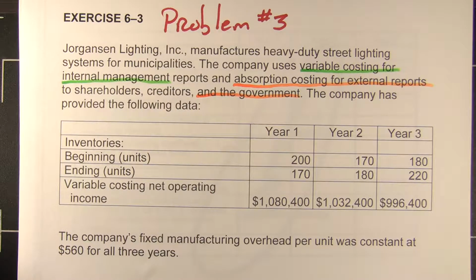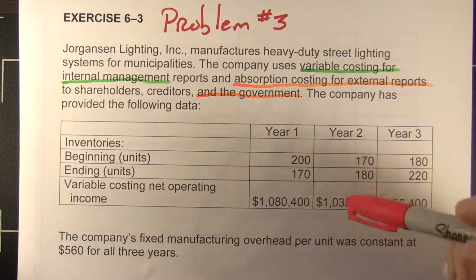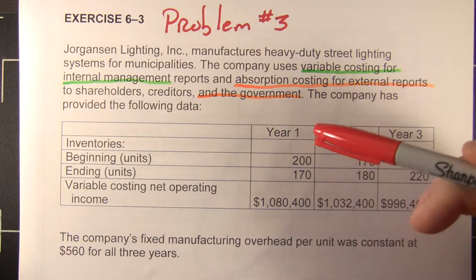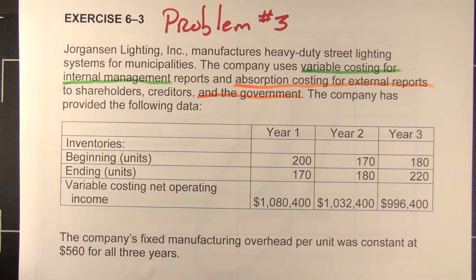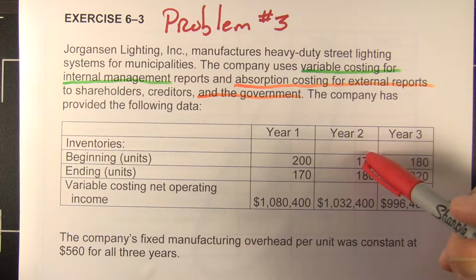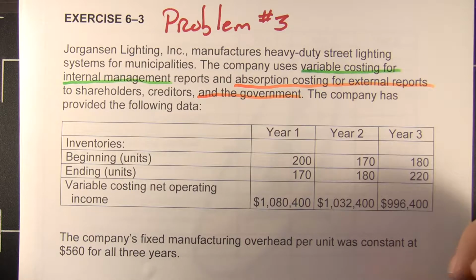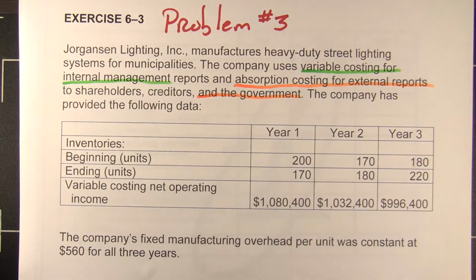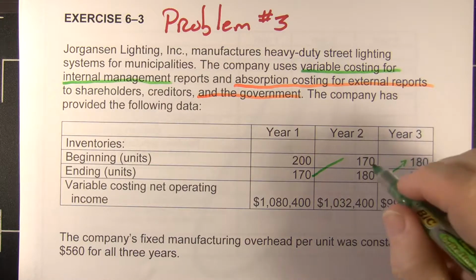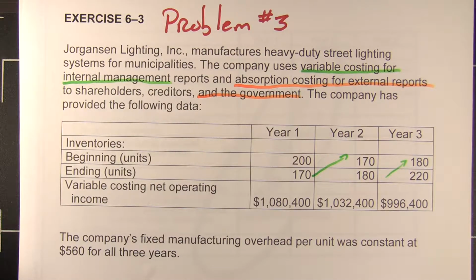You see that in year 1, they had 200 units. They ended with 170, so that means that year the inventory went down 30 units. The next year they started with 170, they ended with 180, so their ending inventory went up. And in year 3, they started with 180, and they ended with 220. I just want to make sure that you see those numbers, okay?